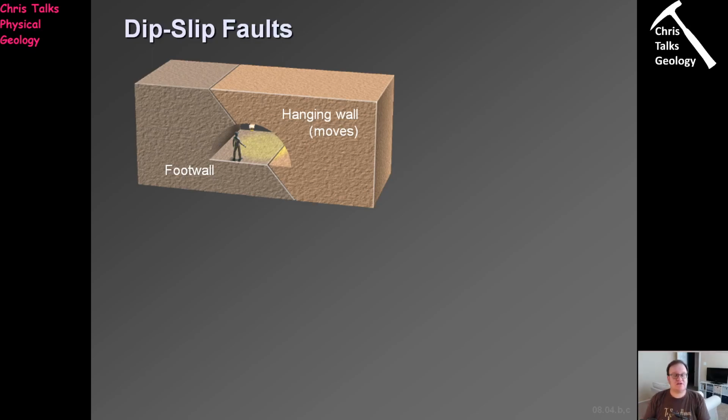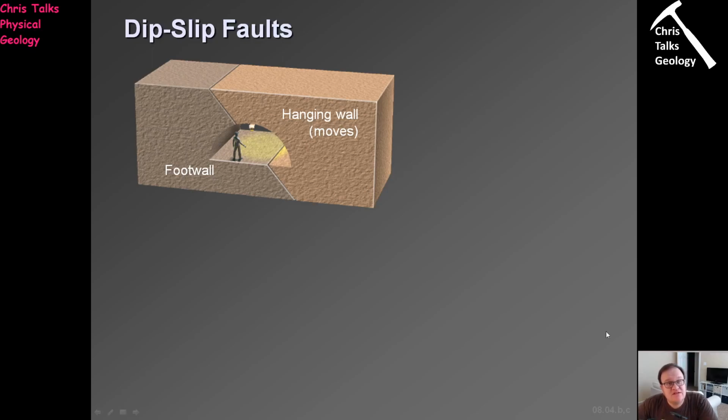Okay, so initially we were talking about strike-slip faults. If you remember, a strike-slip fault is where the pieces of rock either side of the fault are moving laterally relative to each other, but there's no change in height relative to each other. So the next type of faults are the dip-slip faults. Now in this case you are going to see the blocks changing height relative to one another.